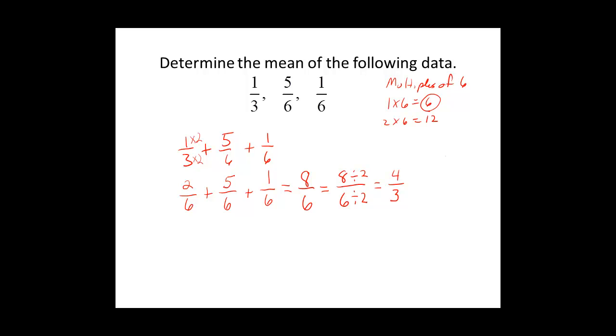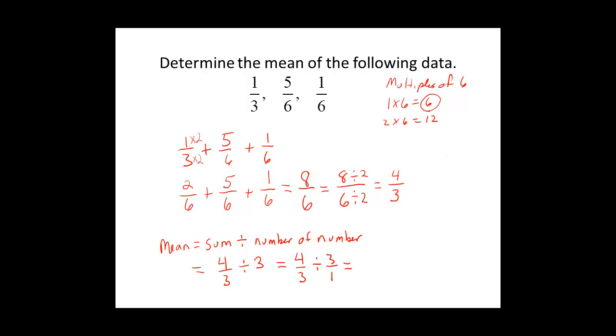The final step of finding the mean is then to divide by the number of numbers. So to find the mean, we're going to take the sum and divide it by the number of numbers. And in this case, our number of numbers is 3. Our sum is 4/3, so we're going to divide by 3. So what does this mean? This problem is 4/3 divided by 3 over 1.